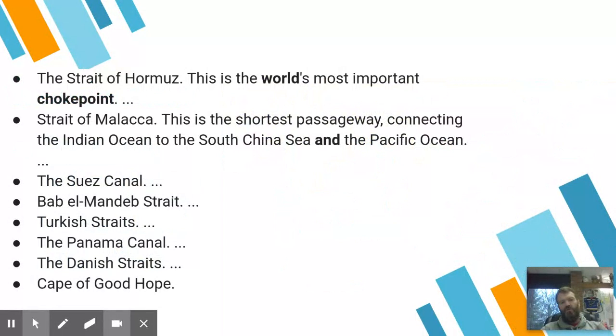All right, so the Strait of Hormuz is the world's most important choke point because of that oil. The Strait of Malacca is the shortest passageway connecting those two places. And then I've got the other straits throughout the world that are super important for people.